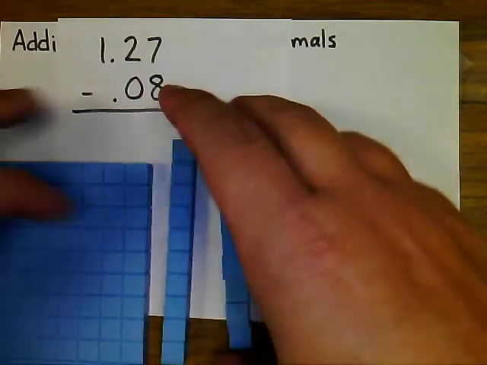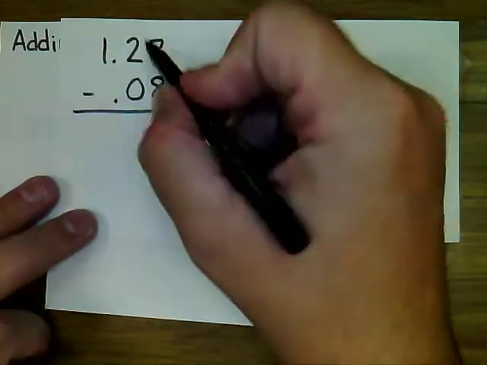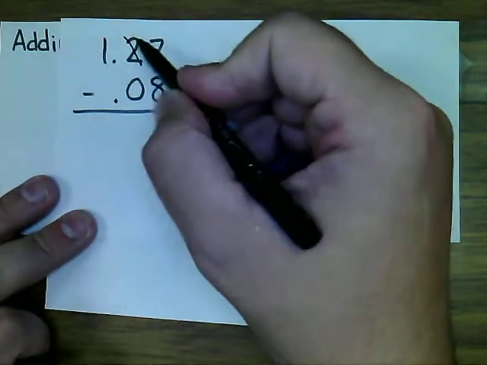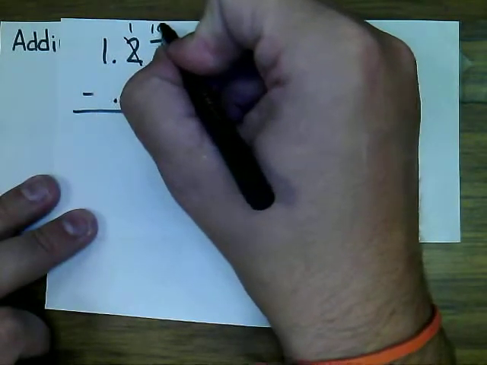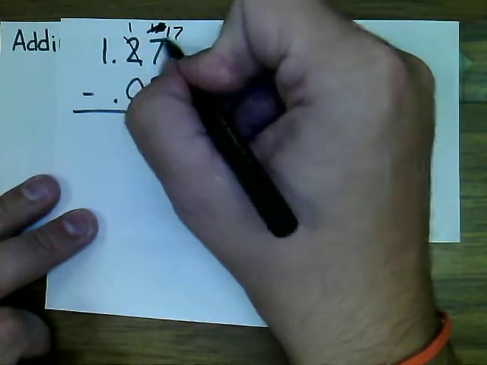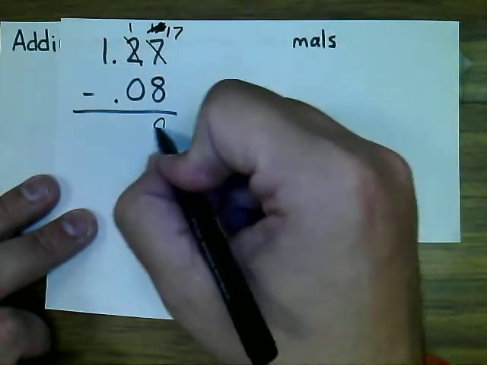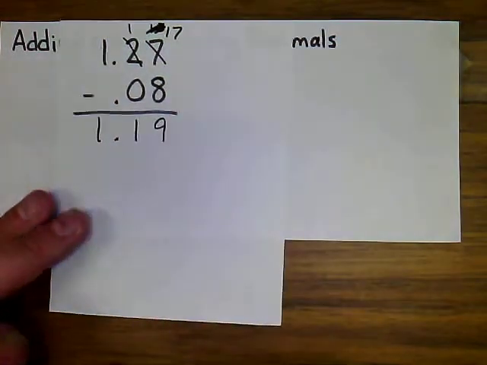Now when I go ahead and solve that mathematically, we borrow from the 2. That's like taking one rod away and getting 10 individual pieces, which we add together to make 17. 17 minus 8 is 9. 1 minus 0 is 1. And that's the same answer we got when we used the visual model.